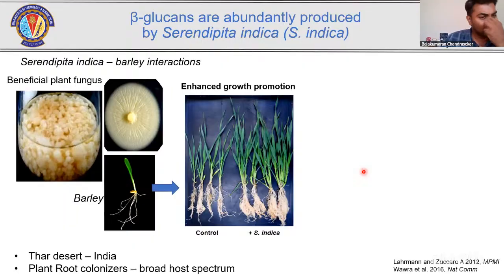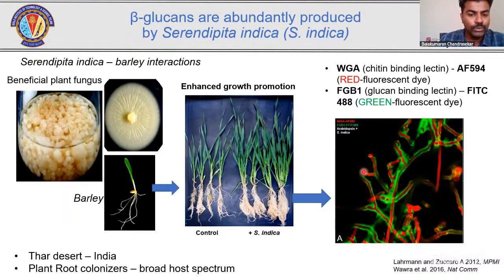We took this fungus and used two important dyes. One dye is WGA, which binds to chitin, and the other is FGB1, a lectin which binds to beta glucans. We performed confocal microscopy, and we were amazed to see that we can monitor the two important polysaccharides in our samples.